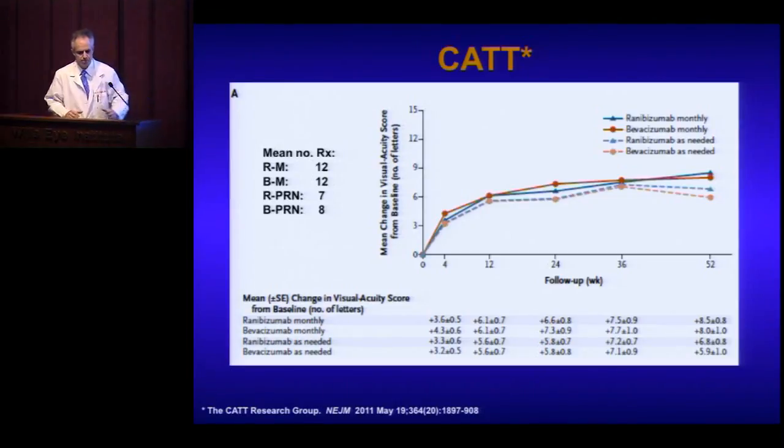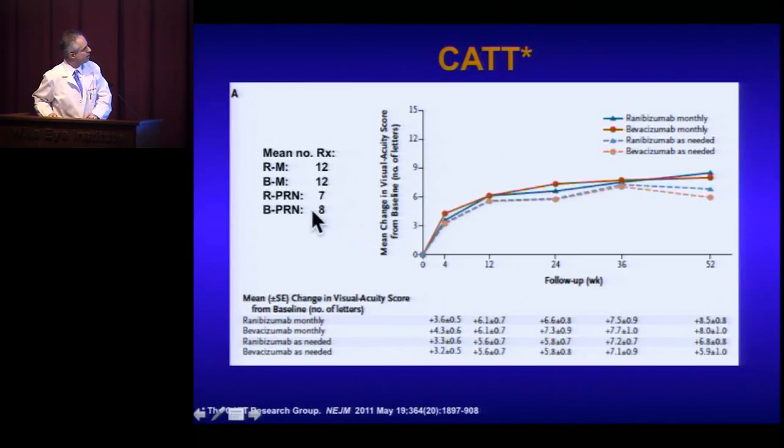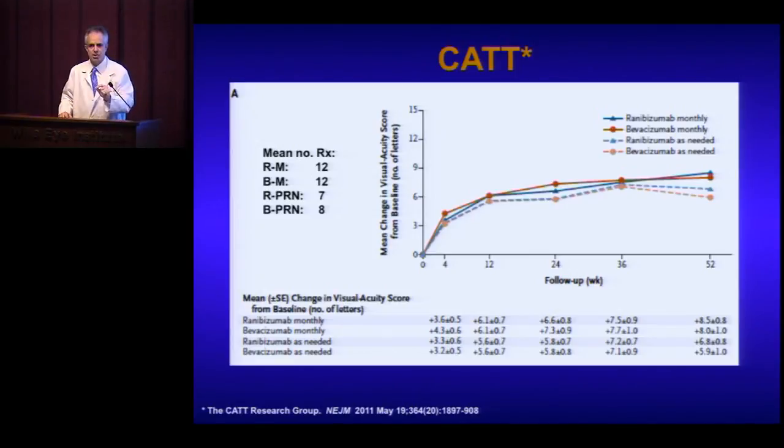And here are the results. You see on the left, this is the mean number of treatments. Of course, the monthly arms are 12, and the PRN arms, about 7 to 8 treatments in the first year. And the dotted lines are the PRN arms. And they look pretty good. In fact, for the most part, the PRN arms were non-inferior to the monthly arms. So with frequent monitoring in a PRN setting, you can get results that are pretty close to monthly therapy. It was good news for the most part.